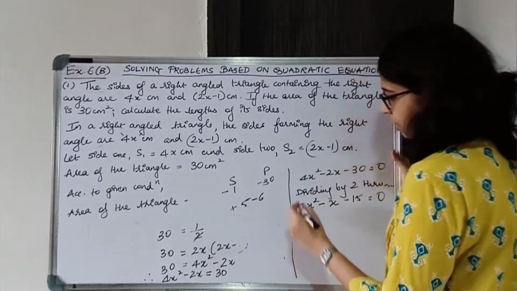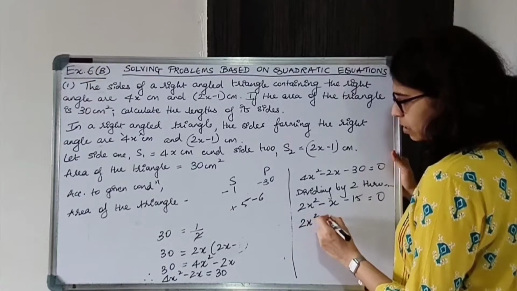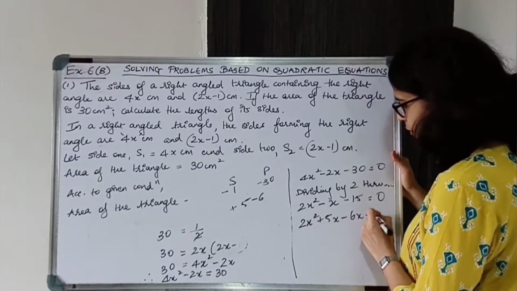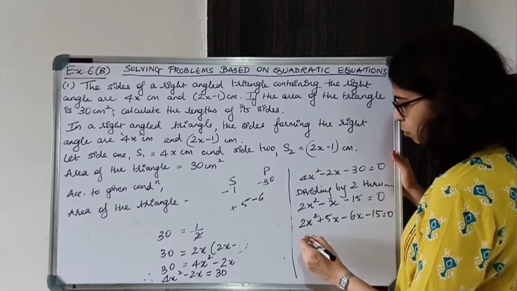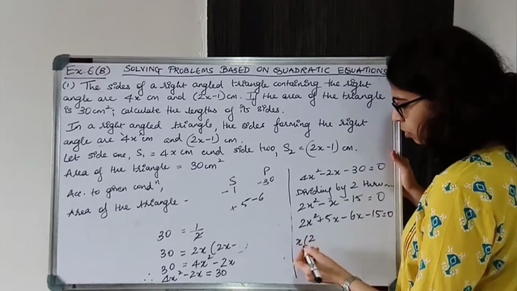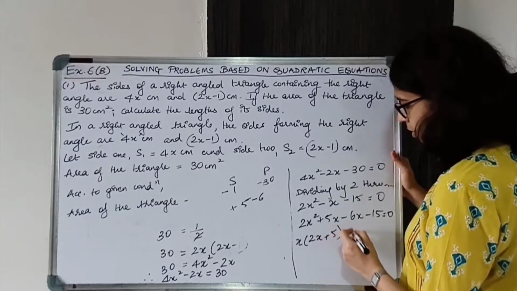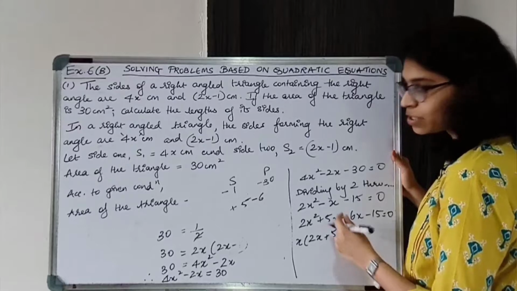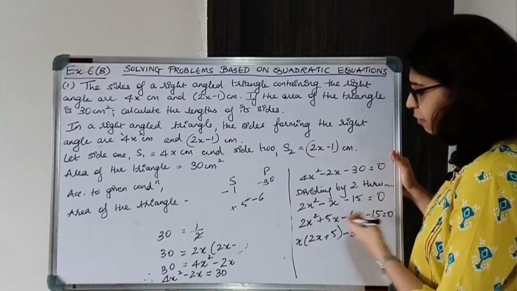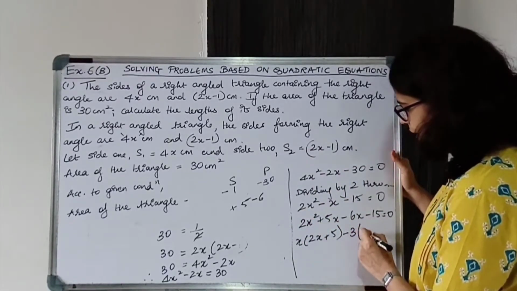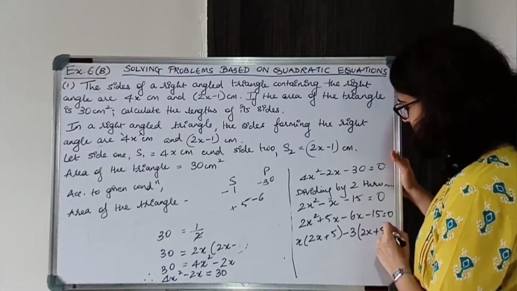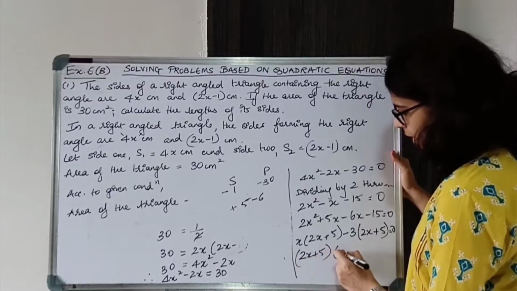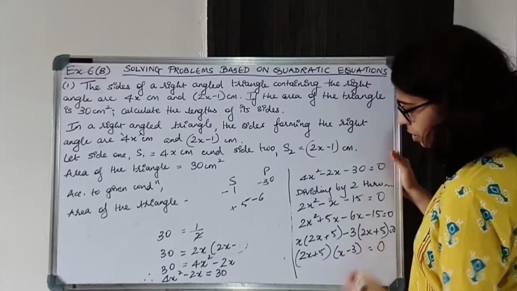Okay. Now this will give 2x square plus 5x minus 6x minus 15 is equal to 0. So your x is common, so 2x plus 5. Your 3 I can take common, and minus I took common, so signs inside the bracket will change. Negative becomes positive. Here we get 2x plus 5 into x minus 3 is equal to 0.